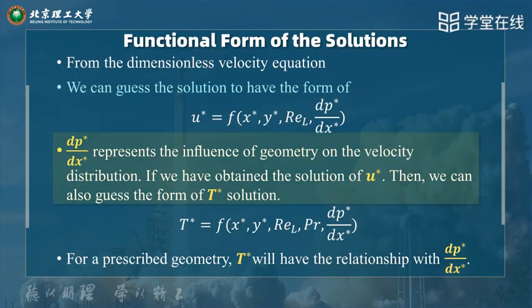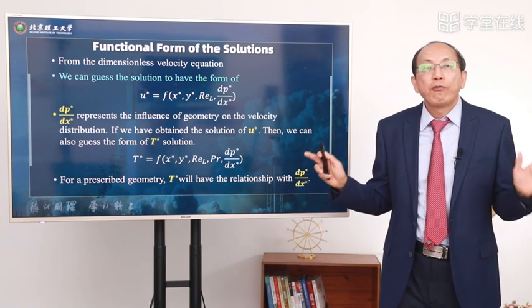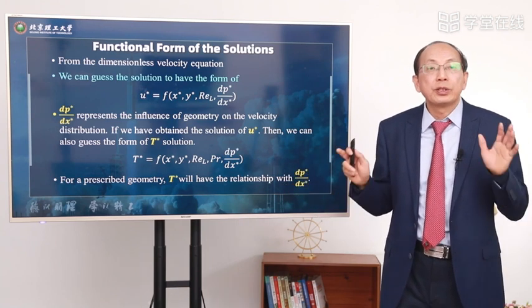dp star over dx star represents the influence of geometry on the velocity distribution. If we have obtained the solution of U star, then we can guess the form of the T star solution. Certainly, T star equals a function of x star, y star, Reynolds number, Prandtl number, and dp star over dx star. It is also a function of 5 parameters.